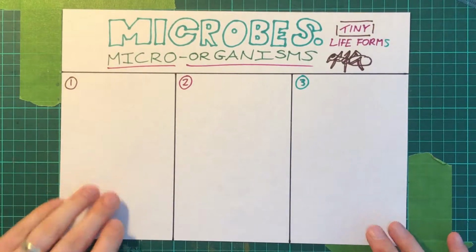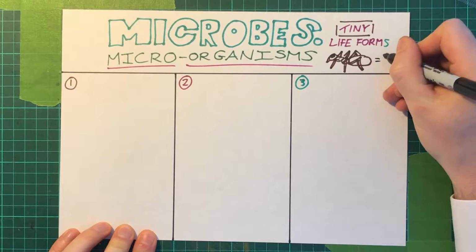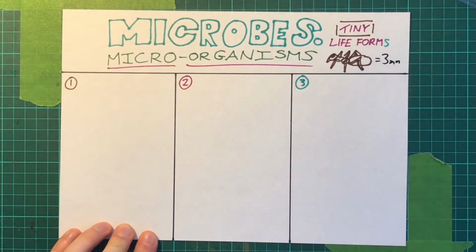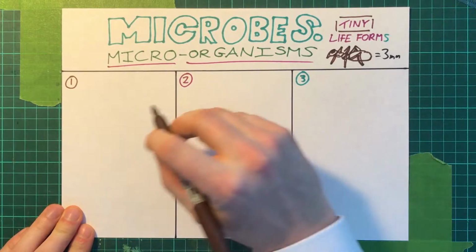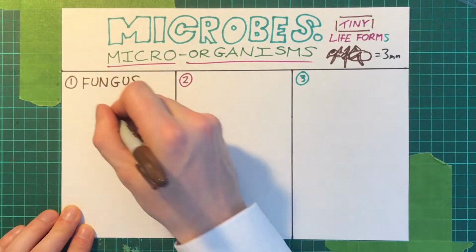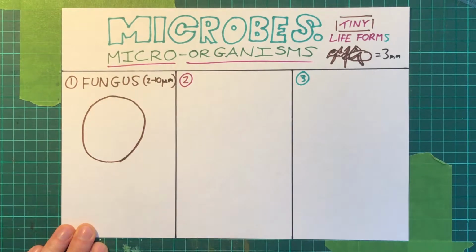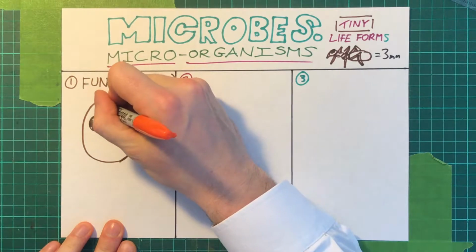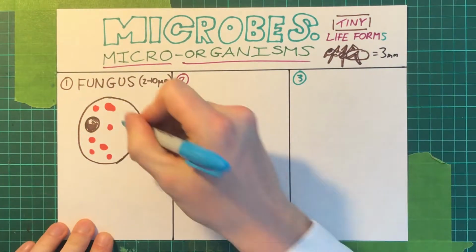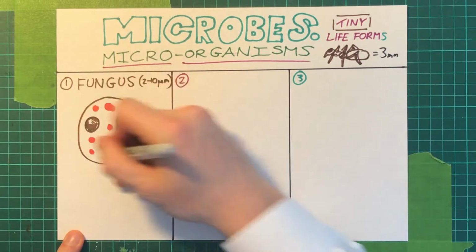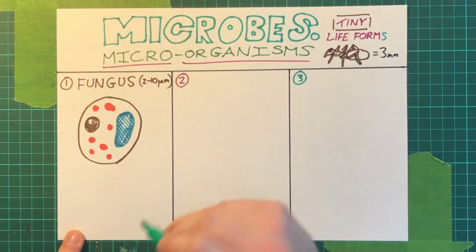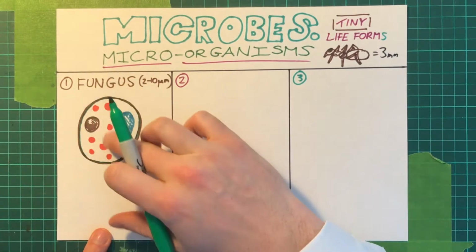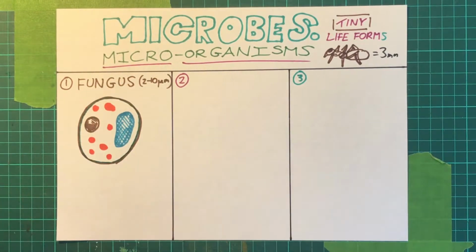So back to our microbes. Our ant is probably about 3 millimeters, by the way. And our first main type of microbe is fungus, a single-celled fungus. And believe it or not, these are the biggest of our three types of microbes. So inside the fungus, we have a nucleus. We have some food storage granules, and then we have the vacuole, and we have the cell wall, and inside the cell wall we have the cell membrane, and then the rest of the cell is made up of the cytoplasm. So let's label them.